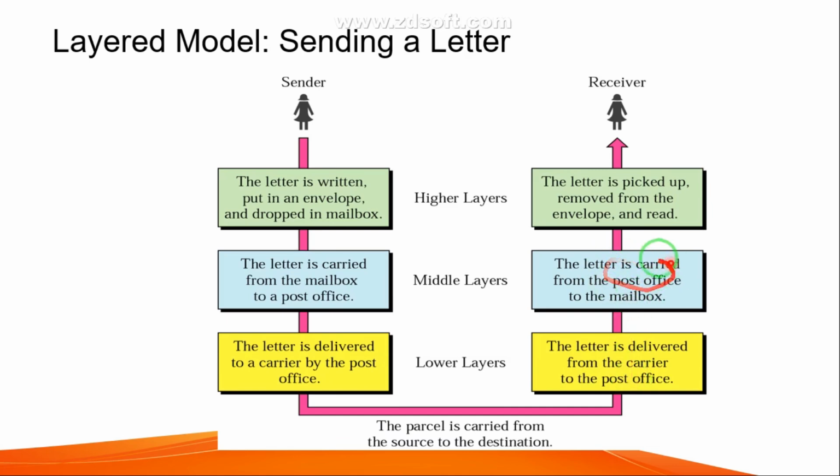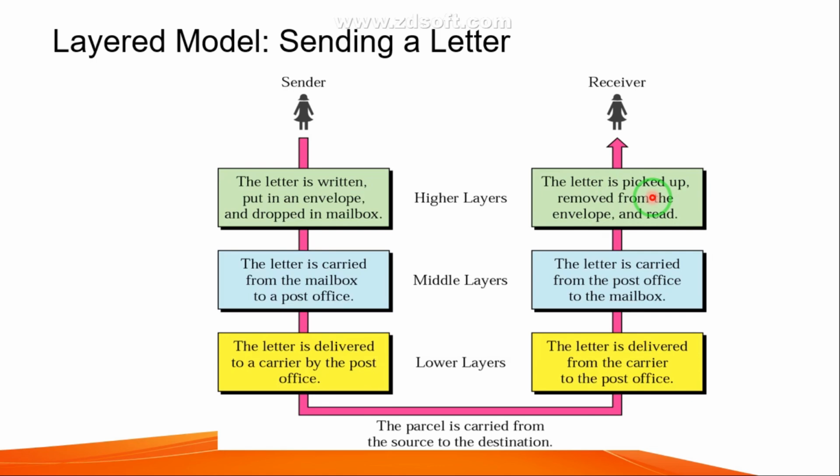Then over here, the letter is sorted by which location, which area it is for. Then depending on the pin code, it is delivered to the mailbox of the recipient. And when the letter has been dropped to the mailbox of the receiver, it is picked up by his friends and removed from the envelope, and he sees who the sender is, and then reads the letter. So daily, guys, we are going to use this concept of layered tasks.